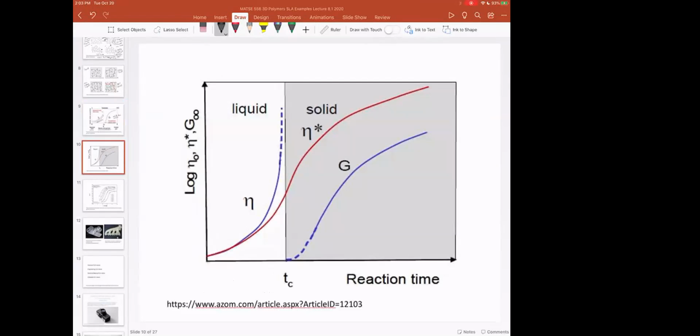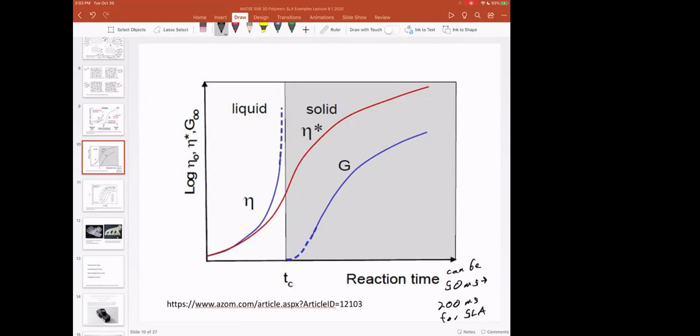So this is displayed in various ways. Whether it's complex viscosity, which is the eta star, or a zero shear viscosity, which is for a liquid, or a modulus, this reaction time can be 50 milliseconds to 200 milliseconds for SLA.